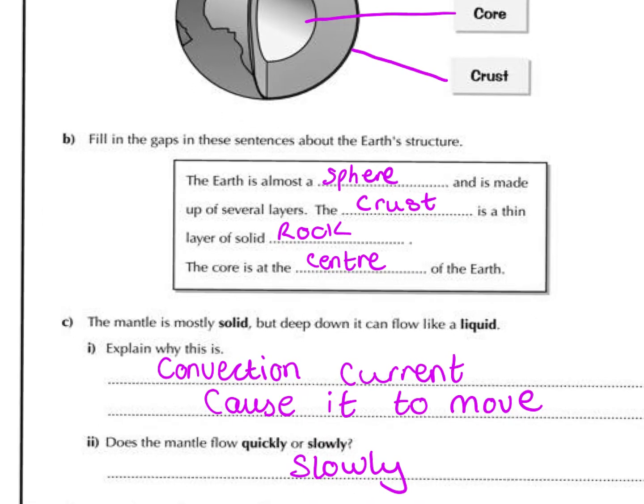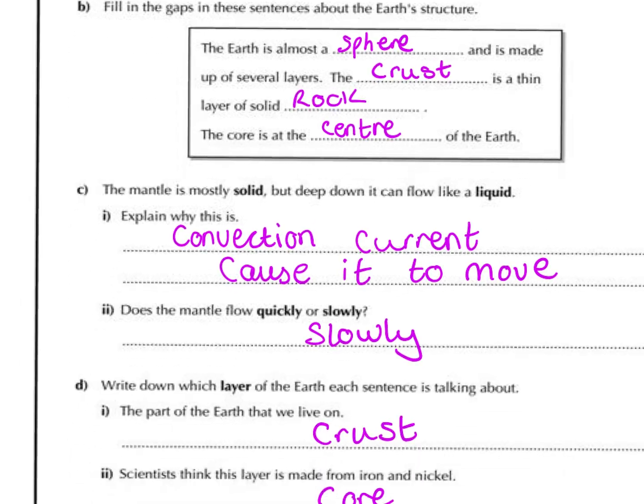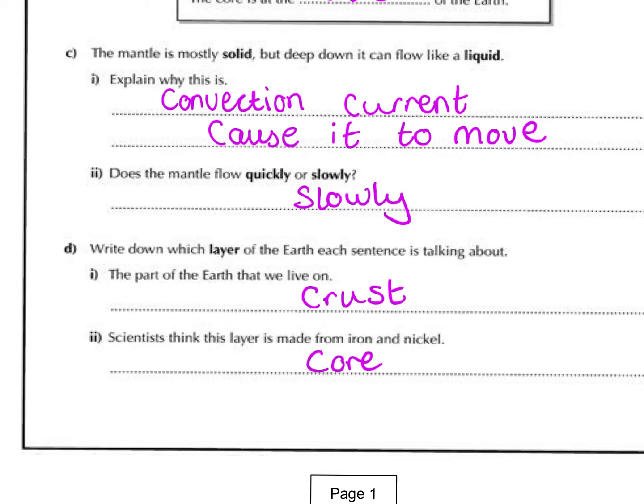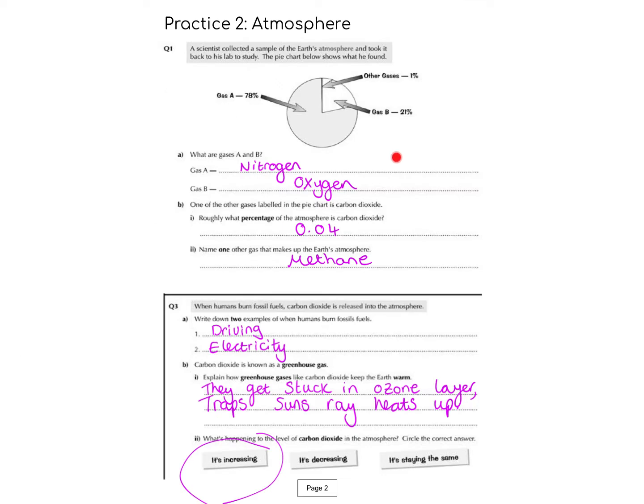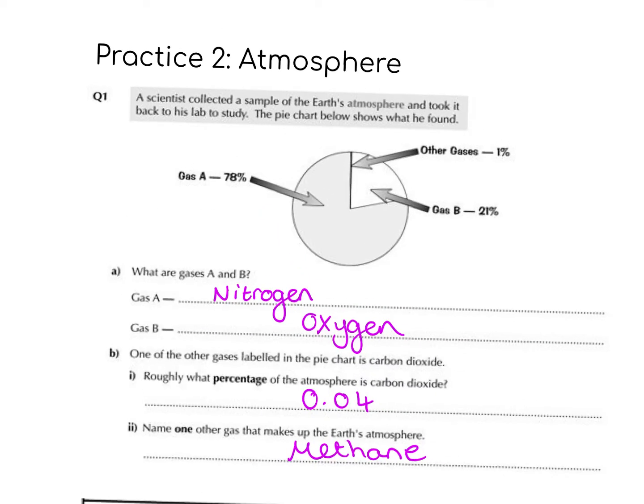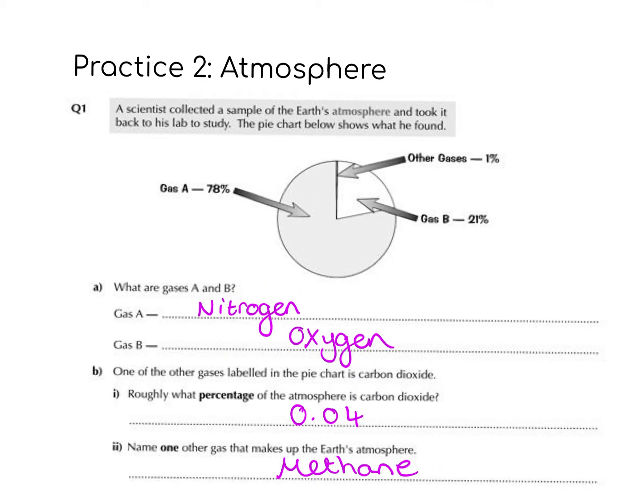The Earth is almost a sphere and is made up of several layers. The crust is the thin layer of solid rock. The core is at the centre of the Earth. The mantle is mostly solid, but deep down it can flow like a liquid. Explain why this is. Convection currents cause it to move. Does the mantle flow quickly or slowly? Slowly. What is the name of the part of the Earth that we live on? That's the crust. Scientists think this layer is made of iron and nickel. That is the core.